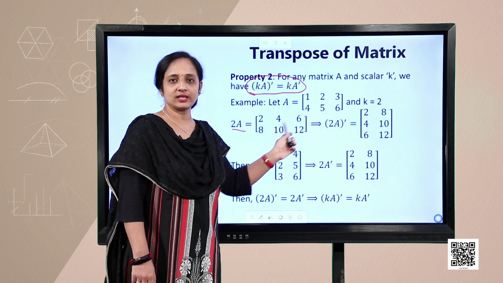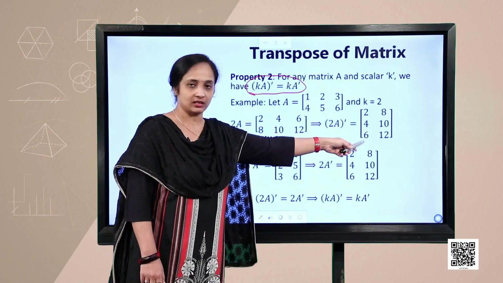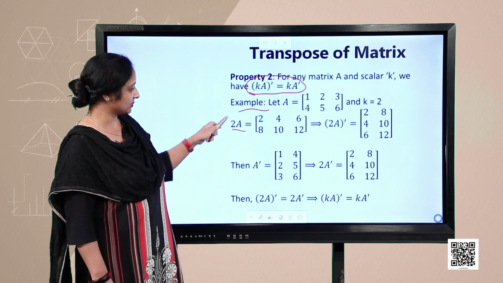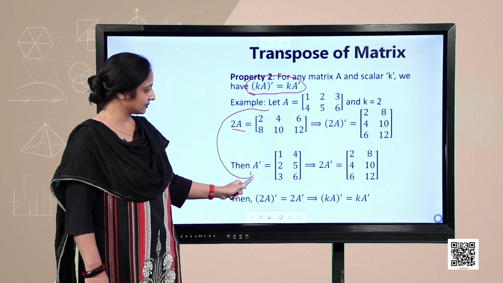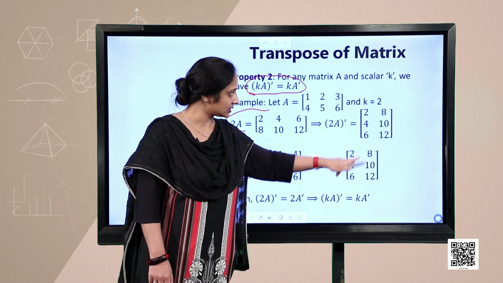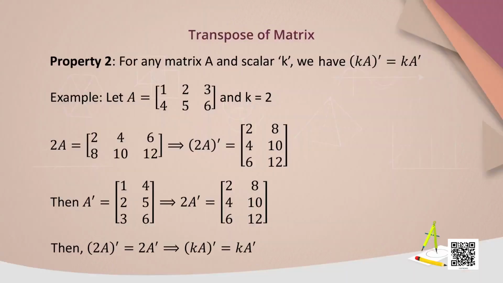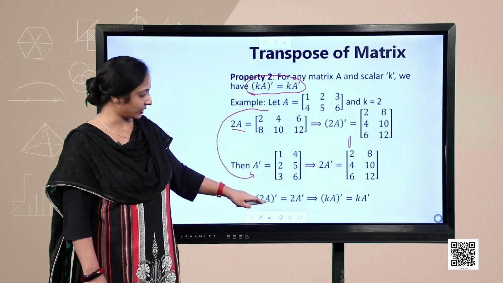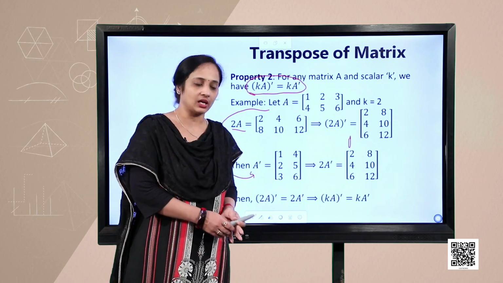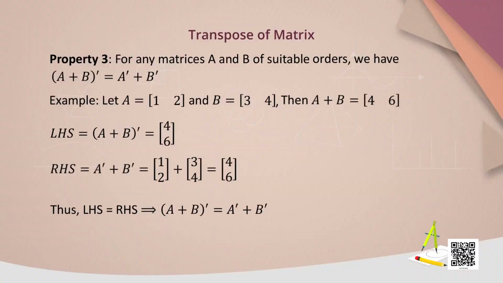So, rows and columns are going to interchange and you are getting this matrix. Now take A transpose, take transpose of this matrix A, multiply this by 2. So, you are getting 2 A transpose. So, this matrix and this matrix, both the matrices are equal. So, this property is also verified that KA whole transpose is equal to K into A transpose.